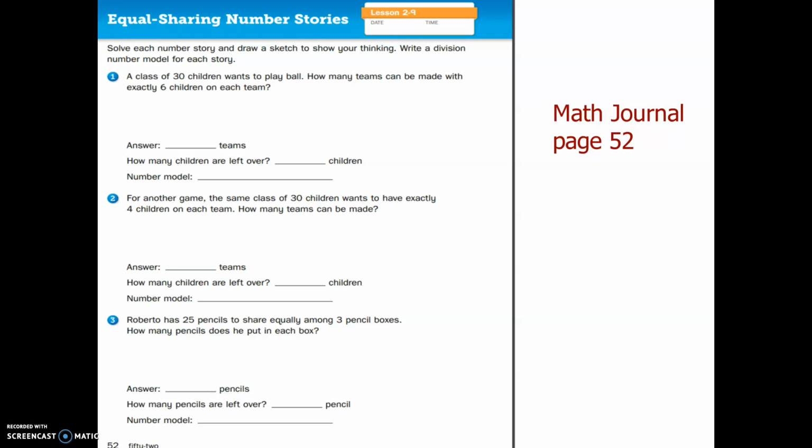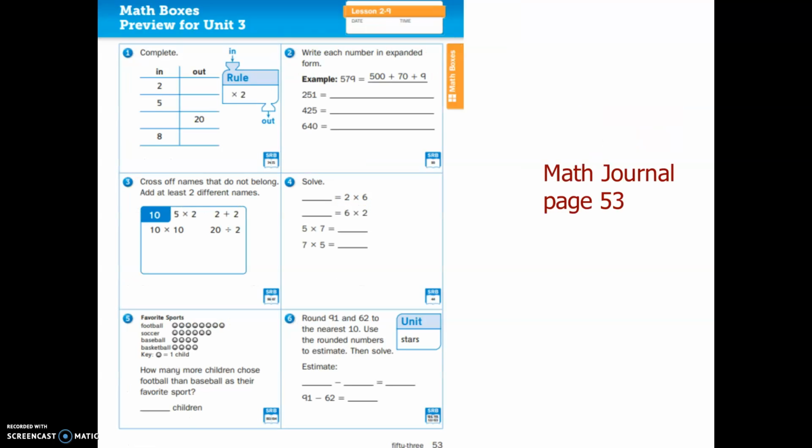All right, so for your work, for your practice, you're going to work on Math Journal page 52. And remember to sketch, sketch, sketch. When in doubt, draw it out. All right? And when you're finished with that, work on your math box pages. Have fun.